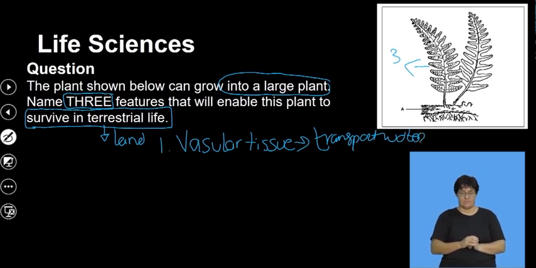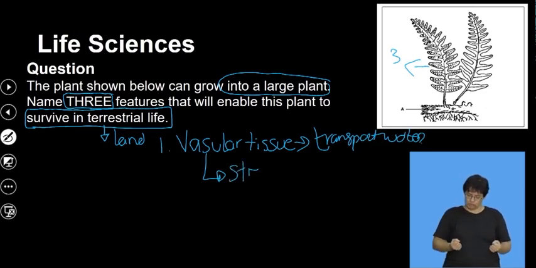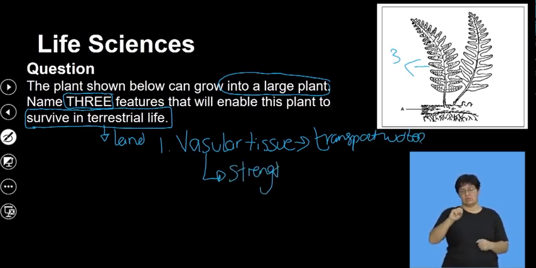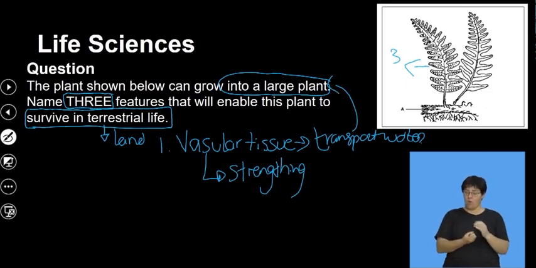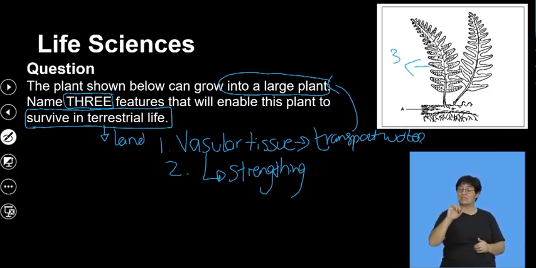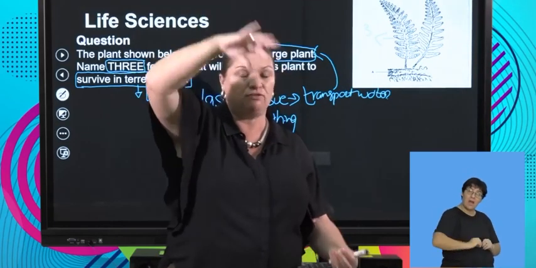All right. And what else can vascular tissue do? Vascular tissue is strengthening tissue. So if it's strengthening and if it can transport water, what can it do? It can grow very large. So these two are actually 2 points alone. The vascular tissue alone allows it to grow tall because of the xylem and the phloem, right?